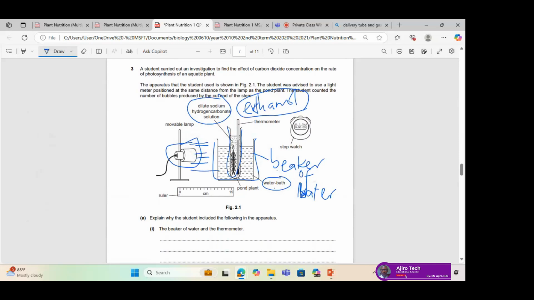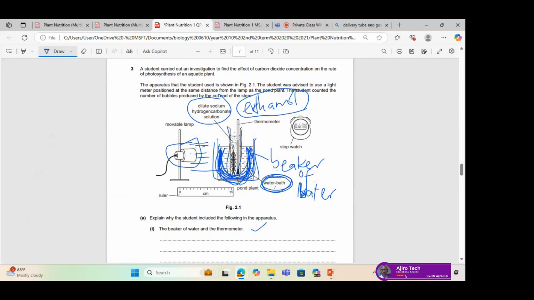To regulate the temperature of the heat. This water bath is to keep the temperature the same across the whole water region. Since the light is coming from one side, if it shines directly on the plant, it can affect the experiment. So this beaker is just to redistribute the heat to ensure that the heat is the same across the plant.